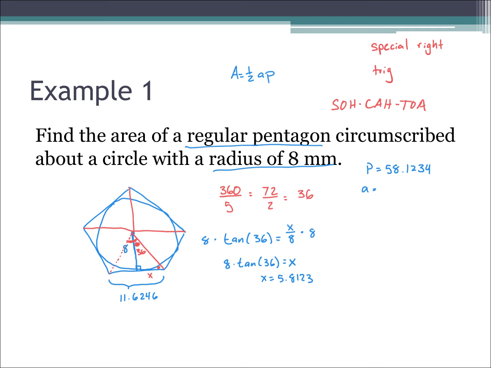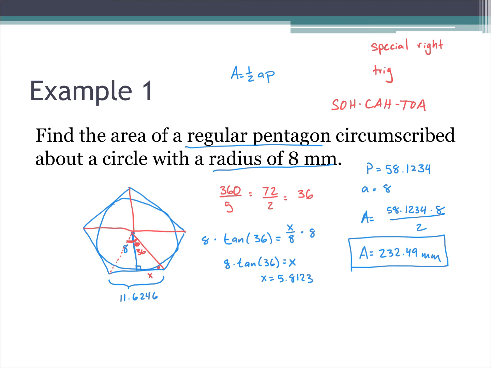With my apothem being 8, I can go ahead and plug everything into my equation. So area is equal to 58.1234 times 8 divided by 2. Off to the side, I am using a calculator. And since we are ready to box this answer, this is the official answer we're turning in, I'm going to round this one to the 2nd decimal place. So I have 232.49 millimeters.